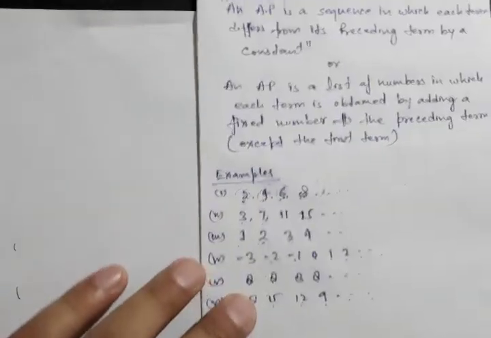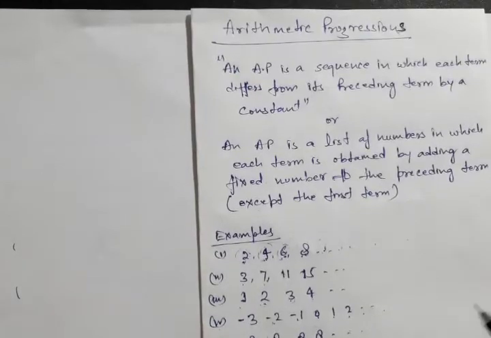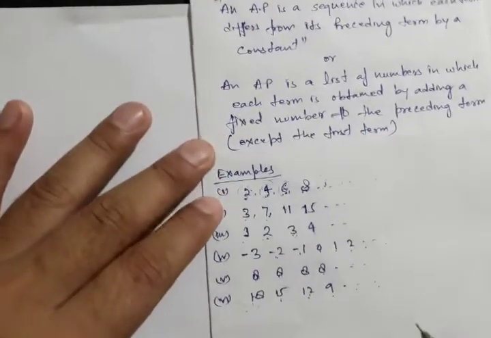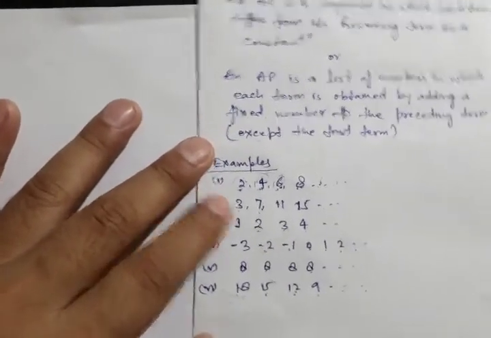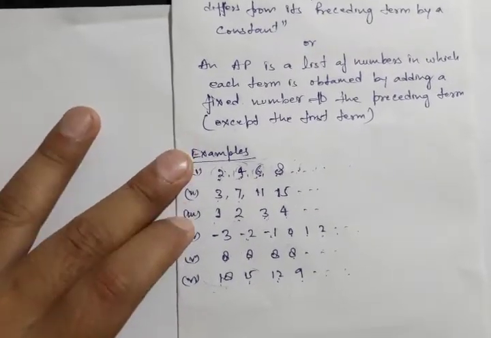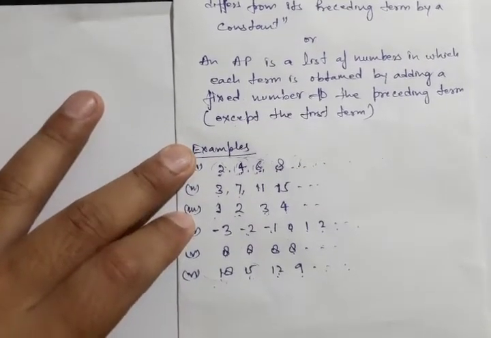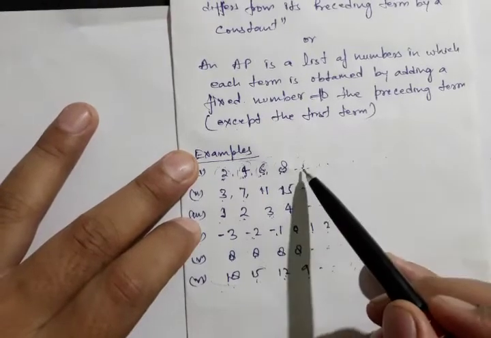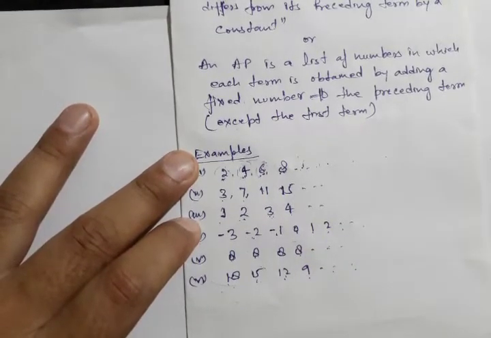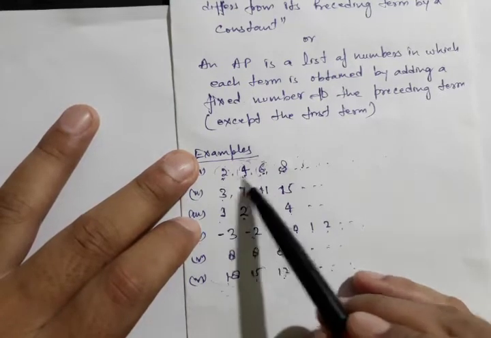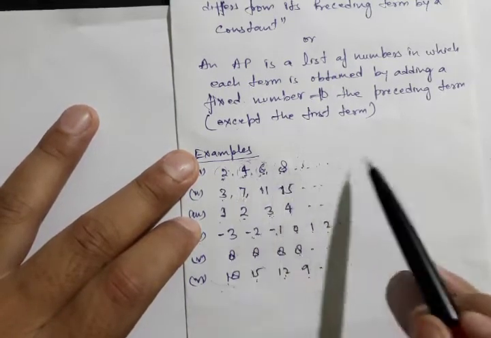So perhaps this will be clear for you. An arithmetic progression is a sequence, a pattern of numbers, in which we can find the next term by adding a fixed number, a constant number, to the preceding term, and every time this fixed or constant number will be the same.